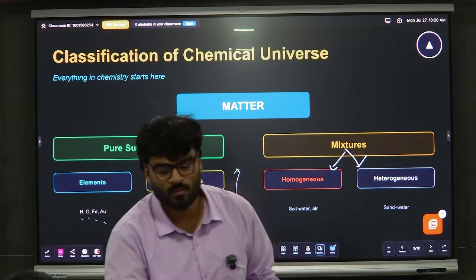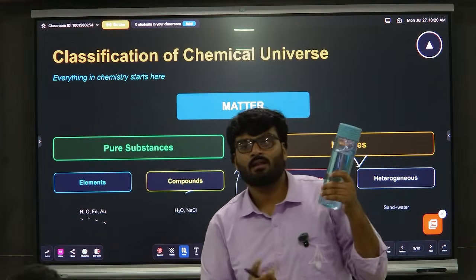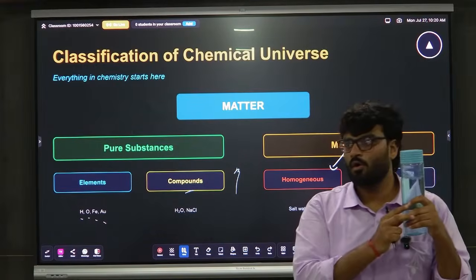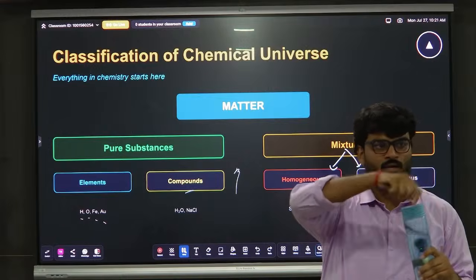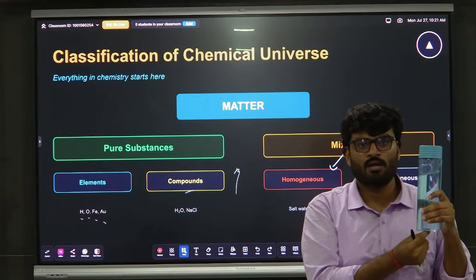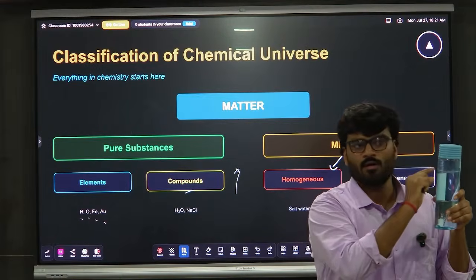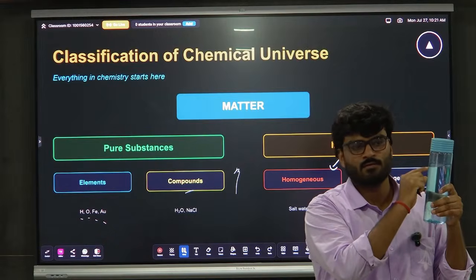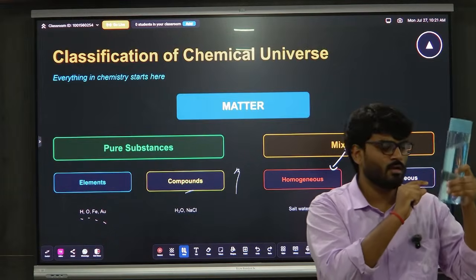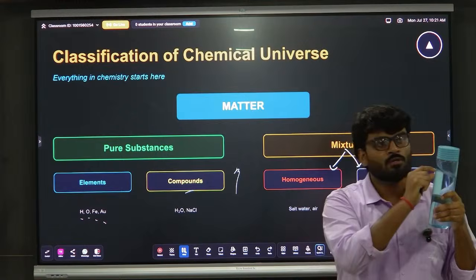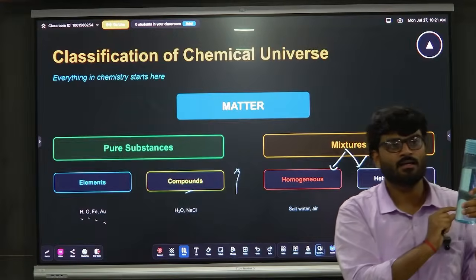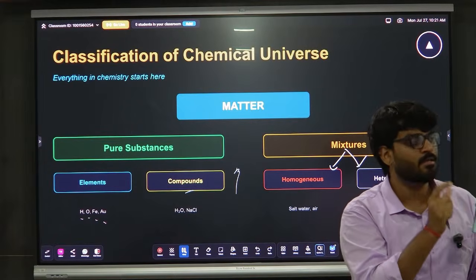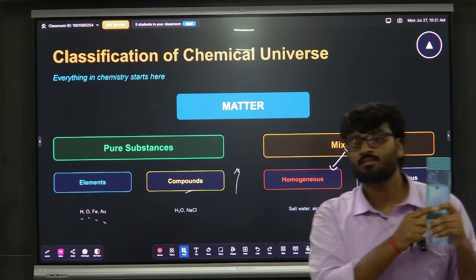For the students who are coming for the first time, let's say I'm making a lemonade. I'm adding sugar to the water and lemon juice. So if I stir completely, the sugar will be dissolved in this water, right? So if I taste the water above, which is present above the surface, and if I taste the water which is present below, if both taste the same, it means what? The concentration in both parts is the same. It means it is a homogeneous solution.